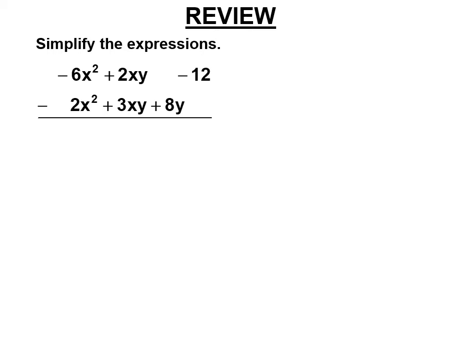Now, this is subtraction in the vertical format. All right. Now, you can rewrite it in the horizontal format like you just saw and do it that way. Just because it's given to you in the vertical format doesn't mean you have to do it in the vertical format, but I will. Negative 6x squared minus 2x squared is negative 8x squared. 2xy minus 3xy is minus xy. 2 minus 3 is negative 1.